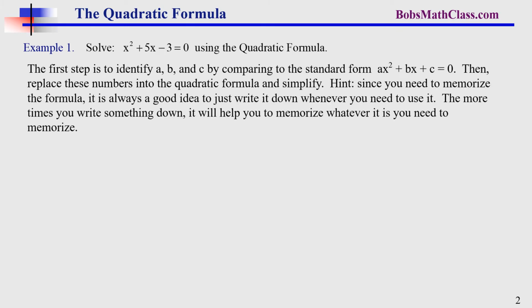I put a note here. The first thing we're going to do is identify what a, b, and c are by comparing to the standard form ax squared plus bx plus c equals 0. Then we're going to replace those numbers into the quadratic formula and simplify.